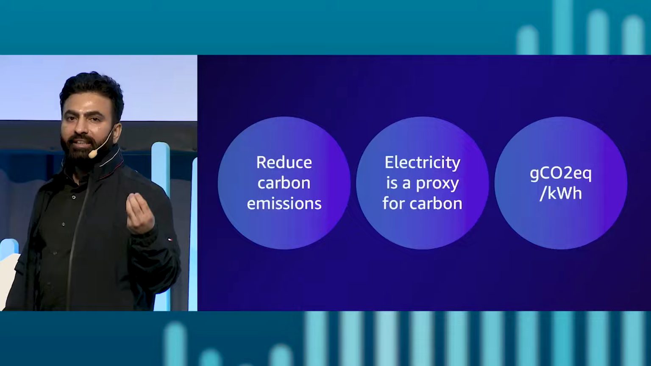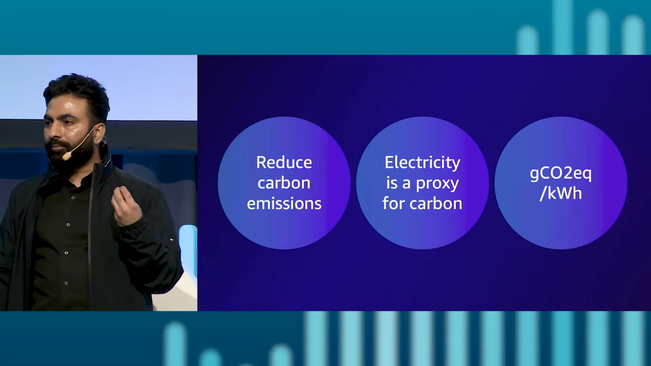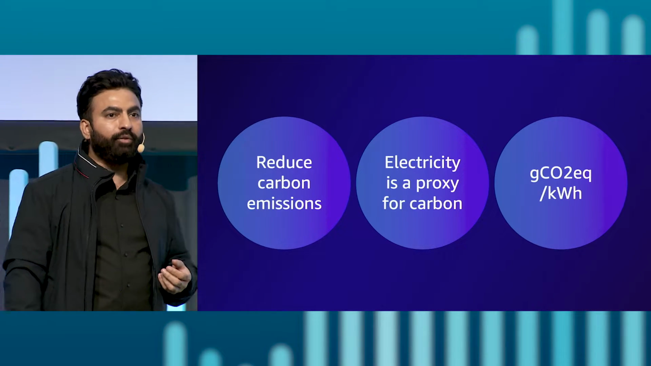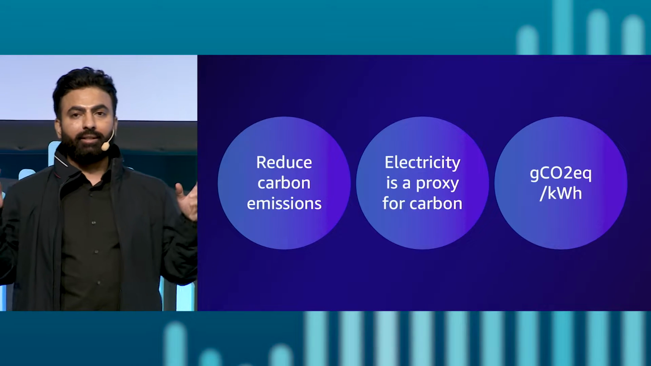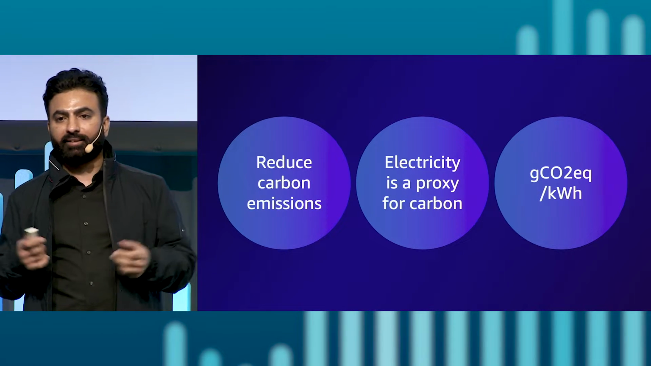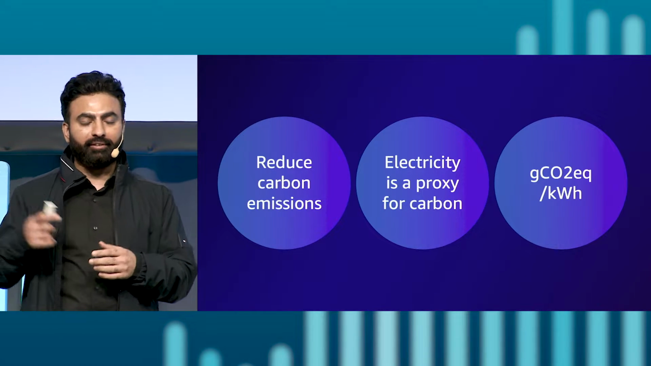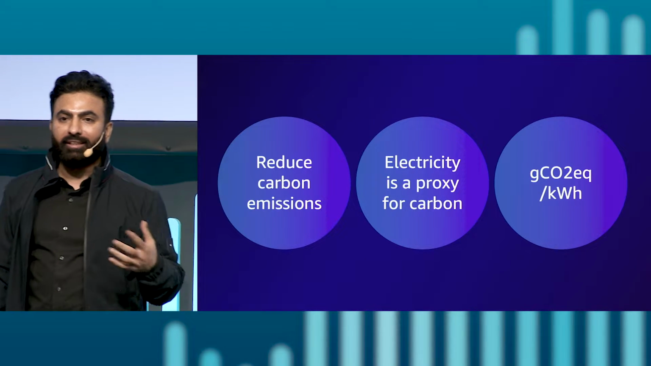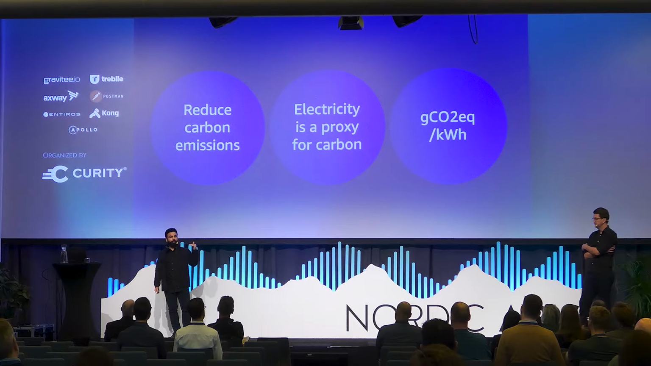So what is the goal? There are basically three goals for us. We reduce the carbon emissions, right? We use electricity as a proxy metric for carbon. And how do we measure? We measure it in grams of CO2 equivalent, because CO2 is not the only gas responsible for the greenhouse effect. CO2 is not the only greenhouse gas, right? But how do we reduce carbon emissions in software? As I mentioned, we have to look at electricity. The more energy we use, the more carbon emissions our software will cause.